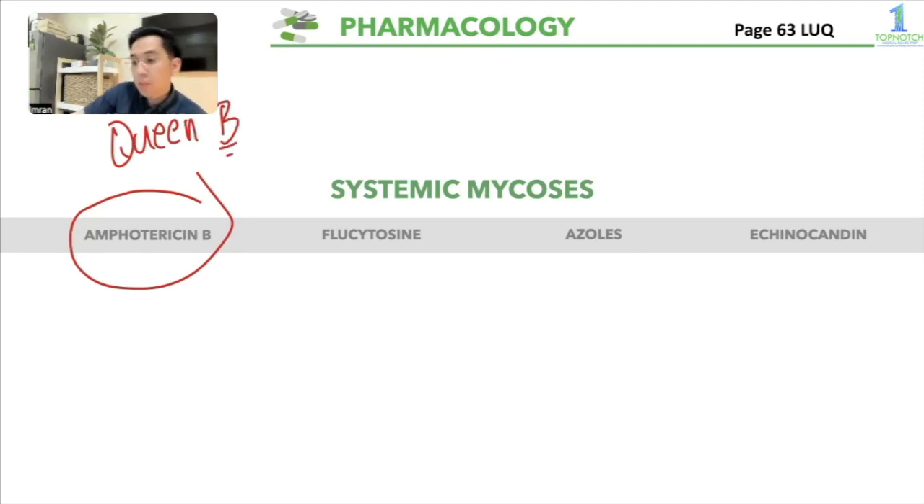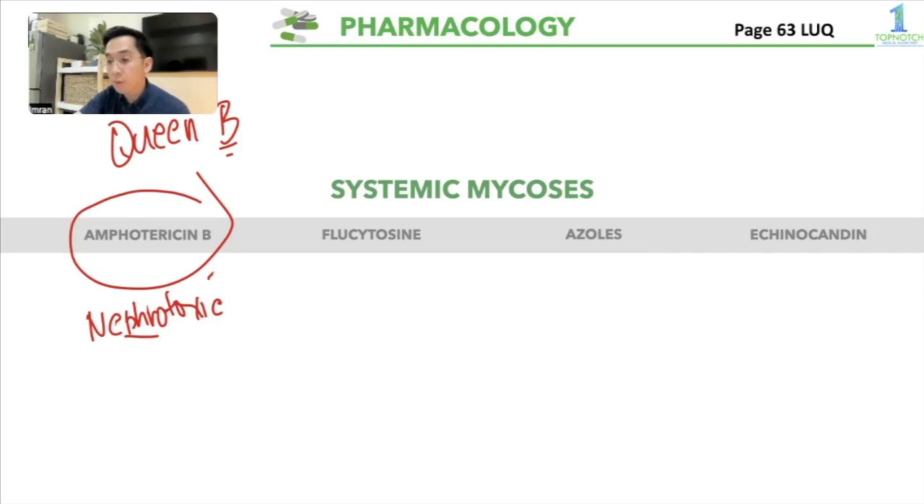Queen B. So yan, mga systemic infections, kunwari cryptococcus, histoplasma, yung mga candida na systemic or nasa bloodstream na, candidemia. Okay? The amphotericin B is known to be very nephrotoxic as well. So you have to check kung nagkakaroon ka ng acute kidney injury. You check for your creatinine levels when you give your amphotericin B as well. So yan, again, siya yung Queen B. It's the drug of choice for most of your systemic mycosis.